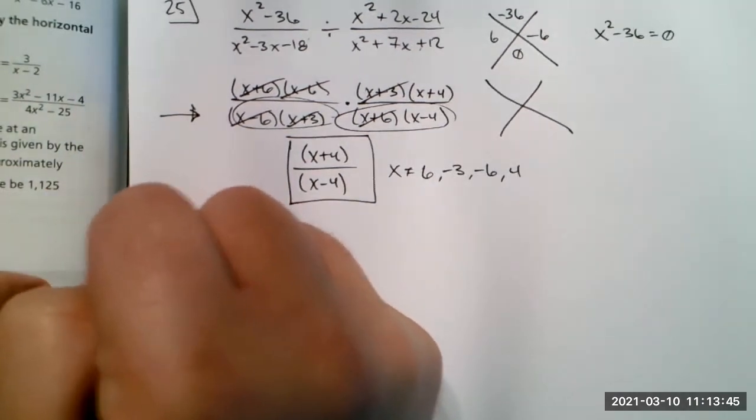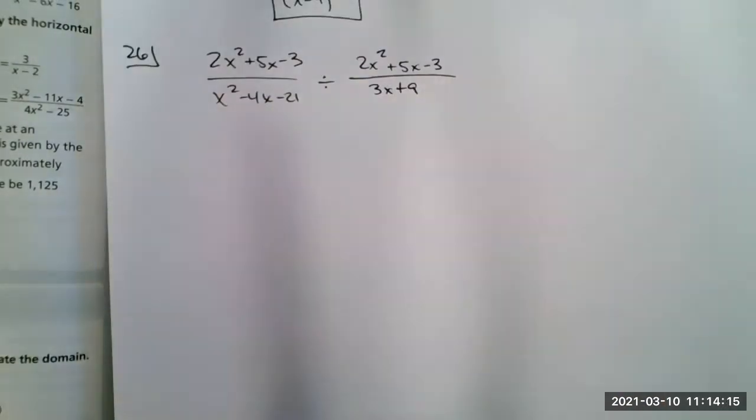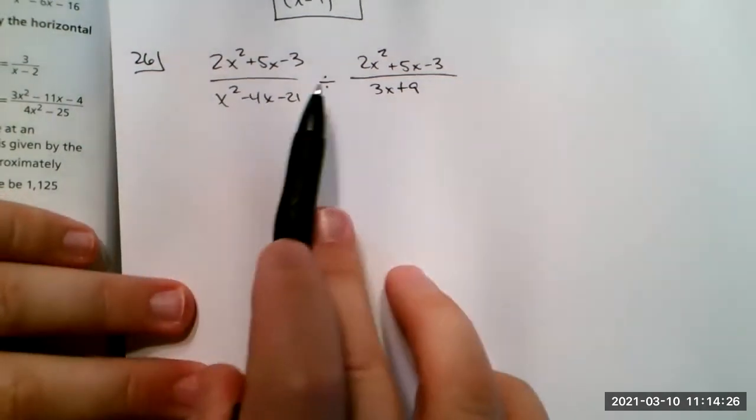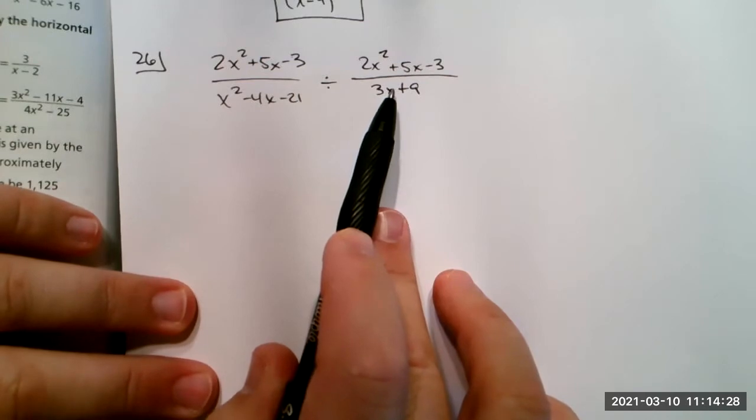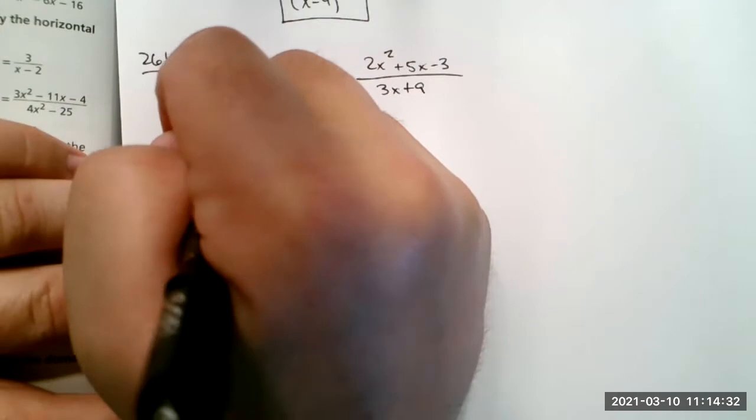Now we're on to 26. So there is my number 26. A couple ways you can do this. You might notice a little bit of a shortcut here. If I keep, change, rearrange this right off the bat, watch what happens. Keep that first fraction the way it is.